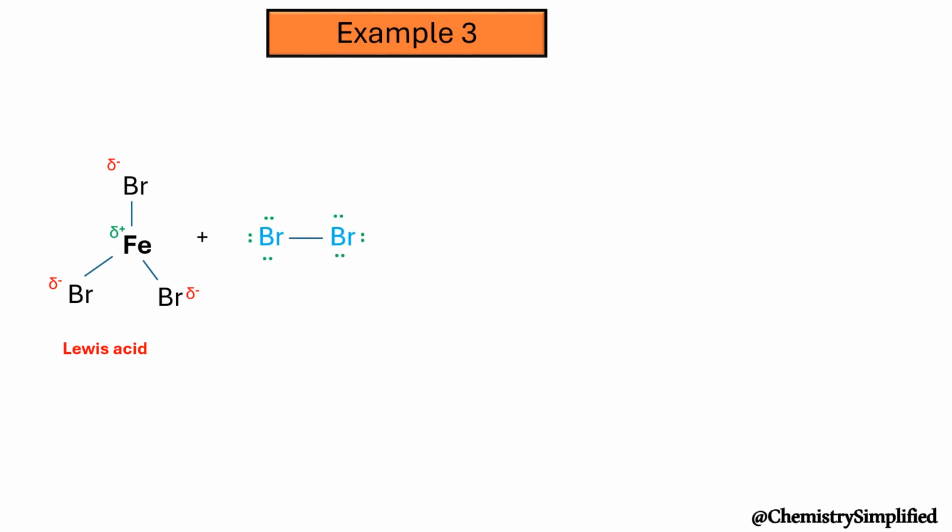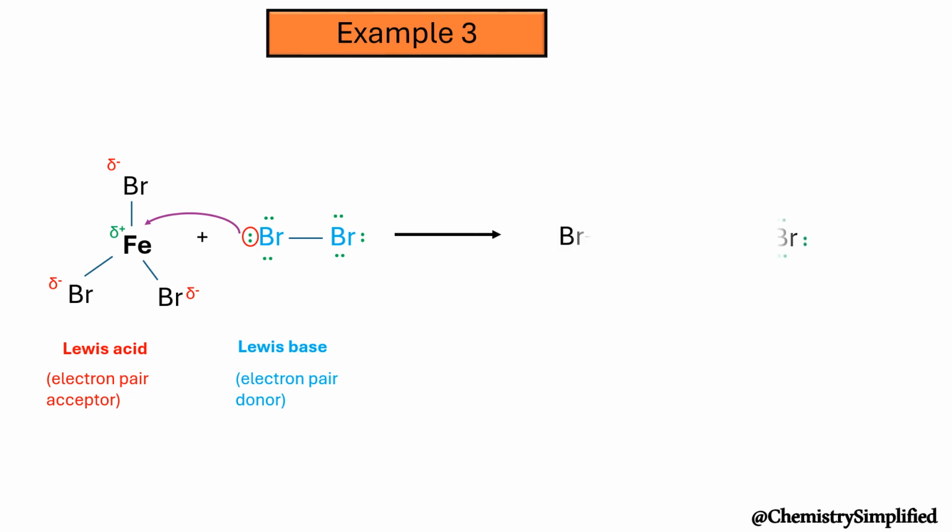If we were to react that with bromine, bromine has excess electrons that it can donate away, so it can function as a Lewis base. Let's say we take two of these electrons and give them away. So bromine is giving away the electron pair. It's a Lewis base, whereas iron 3 bromide is accepting the electron pair, so it's a Lewis acid. And that's what we end up with.